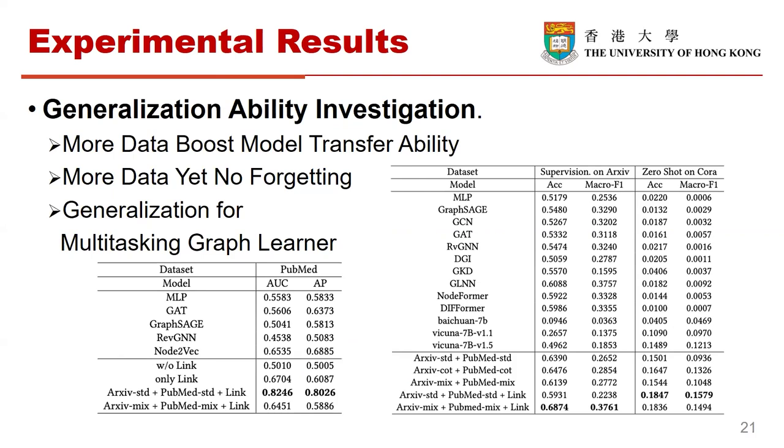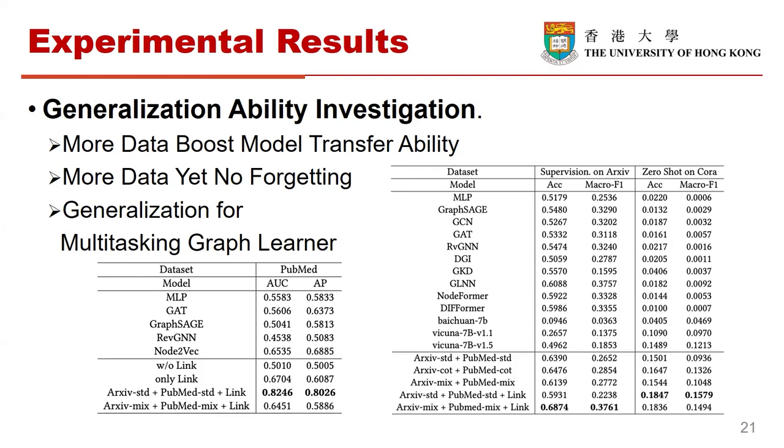Also, we would like to highlight the generalization ability investigation of our GraphGPT. So, specifically, we mix up different kinds of instruction data to obtain multiple data combinations, such as different data sources, different data patterns, that is, whether we use the chain of thought patterns or just the straightforward patterns, and different tasks such as node classification and link prediction.